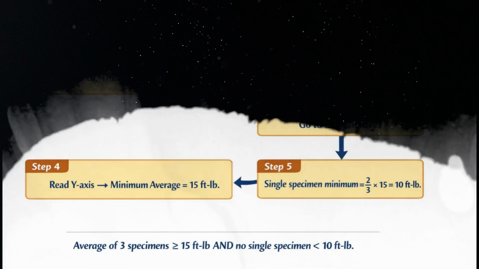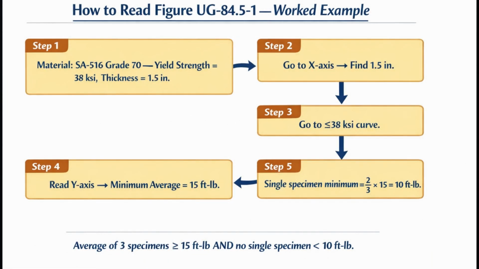Let me walk you through reading this graph with a real example. Take SA-516 grade 70, a very common pressure vessel plate. Yield strength is 38,000 psi. Thickness is 1.5 inches. Go to the x-axis at 1.5 inches. Find the 38,000 psi yield strength curve. Read across to the y-axis. Your minimum average impact energy for 3 specimens is 15 foot-pounds.